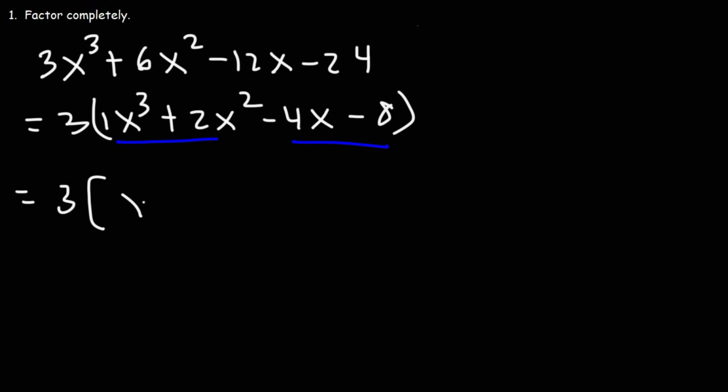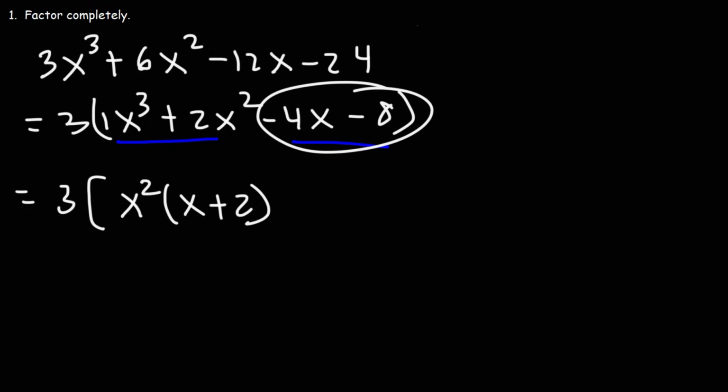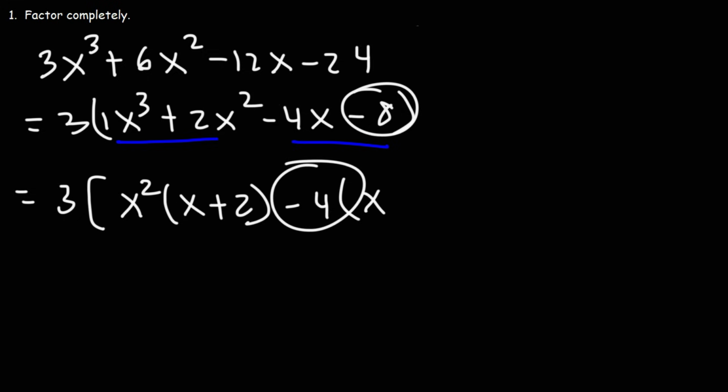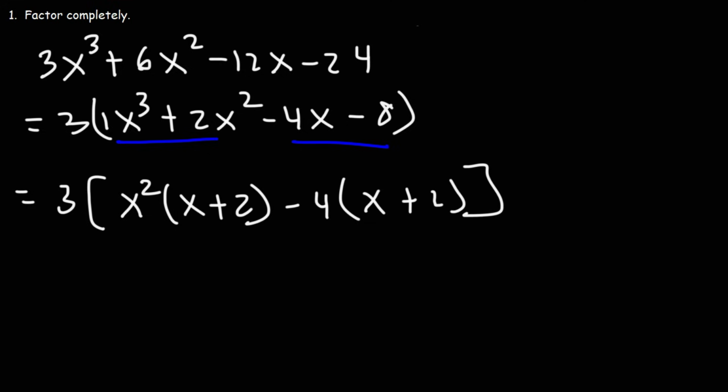So in the first two terms, we can take out x squared. X cubed divided by x squared is x, and 2x squared divided by x squared is positive 2. In the last two terms, we can take out negative 4 as the GCF. Negative 4x divided by negative 4 is simply positive x, and negative 8 divided by negative 4 is positive 2. So now the GCF is x plus 2.